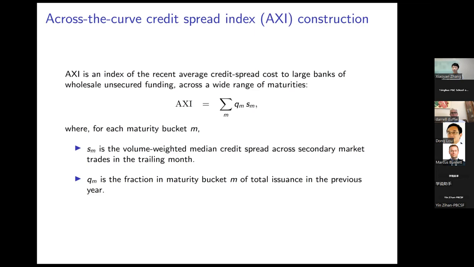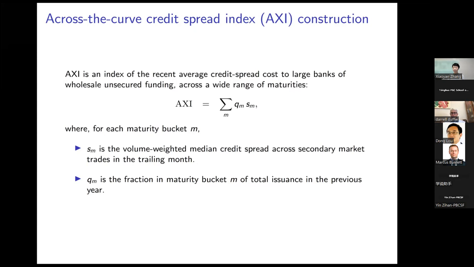So M could be 0 to 1 year, 1 to 2, 2 to 3, 3 to 4, 4 to 5. There are 5 buckets. Actually, within the 1 year bucket, there are some sub buckets, which I'll show you in a minute. And so AXI is just the weighted average of credit spreads across different maturities, where the weight for a given maturity bucket is the fraction of total issuance in the last year that goes into that bucket.